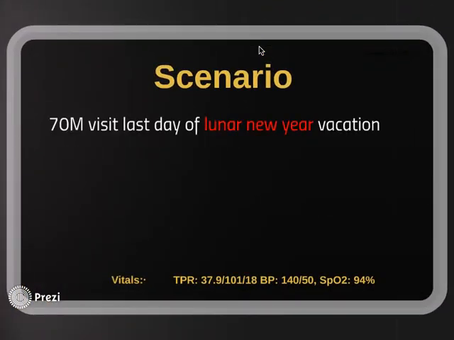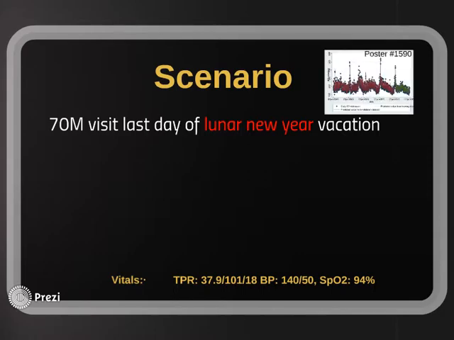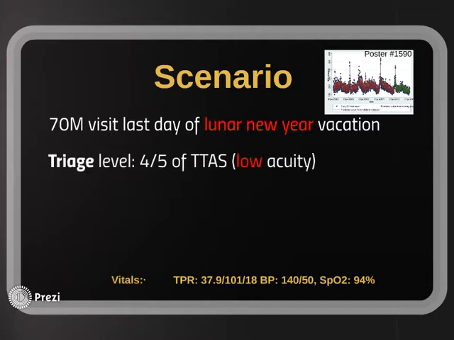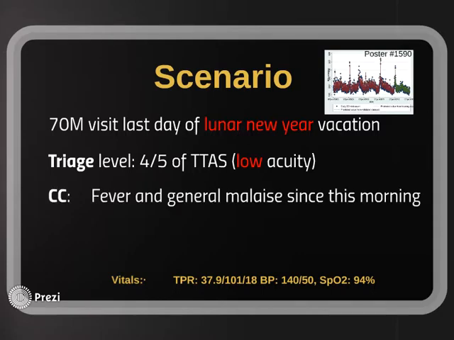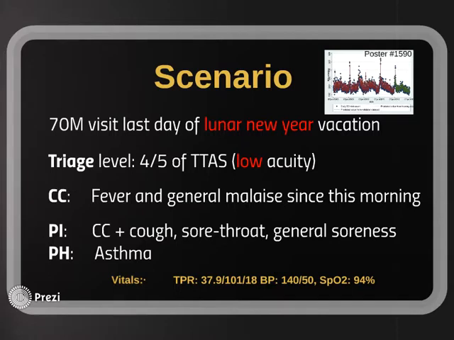A 70-year-old male visits your ED on the last day of the Lunar New Year vacation. As we know, the New Year is always the busiest period for our ED. This gentleman is triaged into level 4 of TTAS, which is the low acuity level, with complaints of fever and general malaise since the morning, plus cough, sore throat, and general soreness, and a past history of asthma. So what do you think? What do you order?